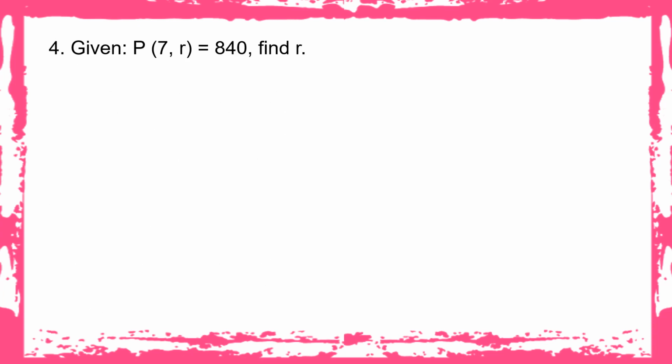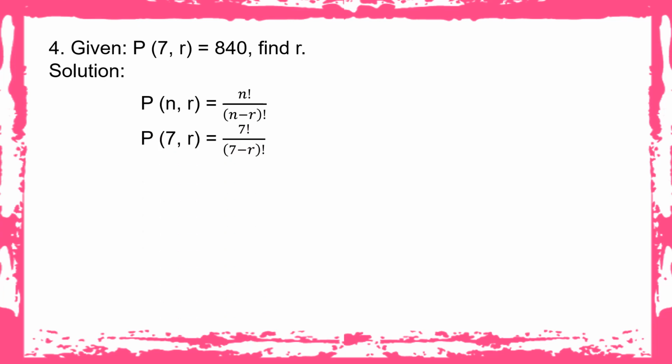Given permutation of 7 and r is equal to 840, find r. So solution, use the formula of permutation, and then by substitution, we can now have here permutation of 7 and r is equal to 7 factorial over 7 minus r factorial. And the answer is 7 minus r factorial is equal to 7 factorial over 840.